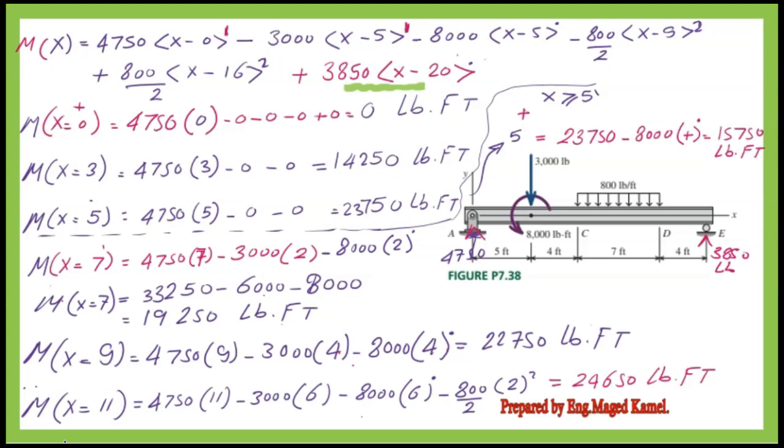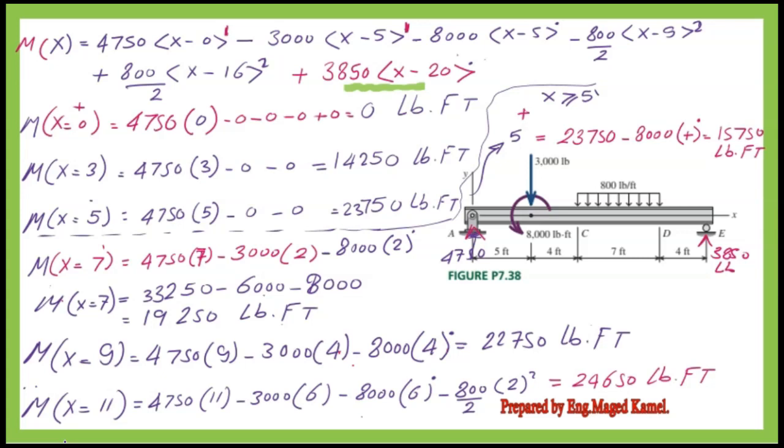This is the point of application of the anticlockwise moment. It will cause a drop from 23,750 pound-foot to 15,750 pound-foot. Then we start to get the moment values for locations from 5 to 9.